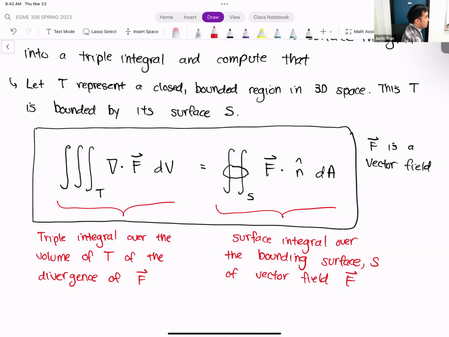What the divergence theorem says is that these two integrals are equal to each other. The important consequence of this is that if you have a mathematical or engineering equation that has a surface integral in it, instead of computing that surface integral, you can replace it with this triple integral and compute that instead. We'll do a couple of examples of that so you can see it.